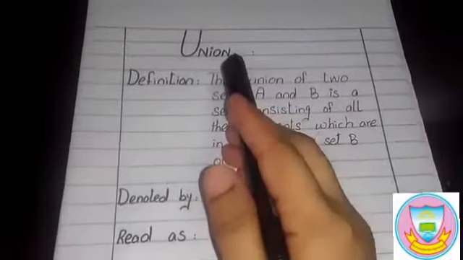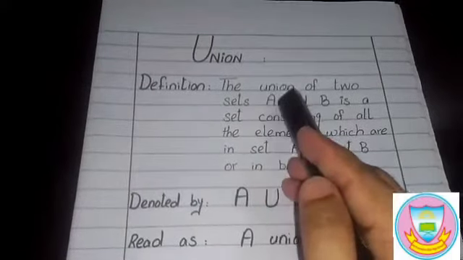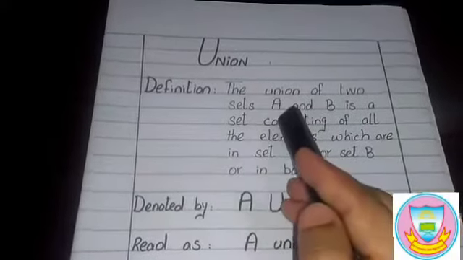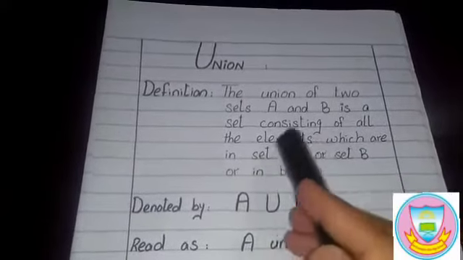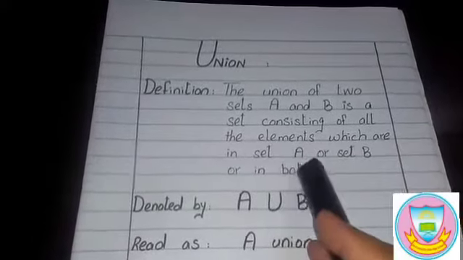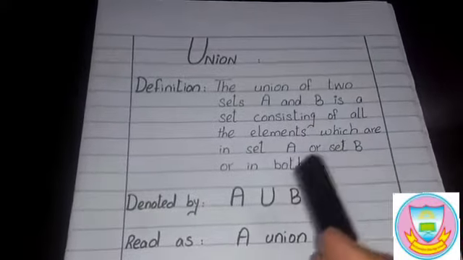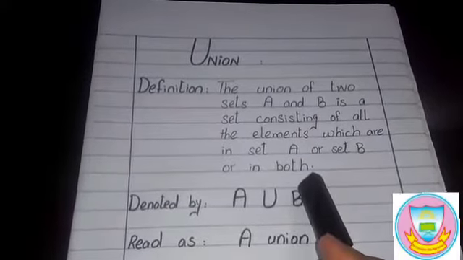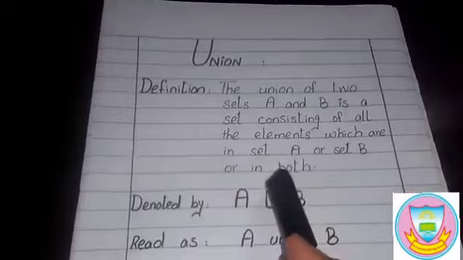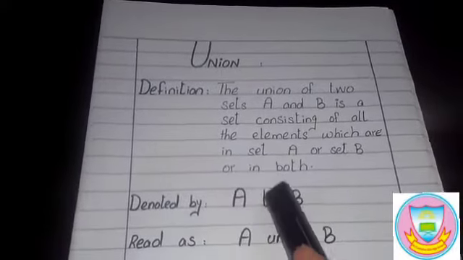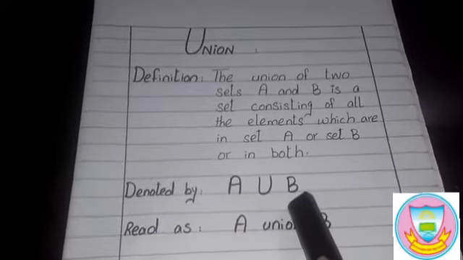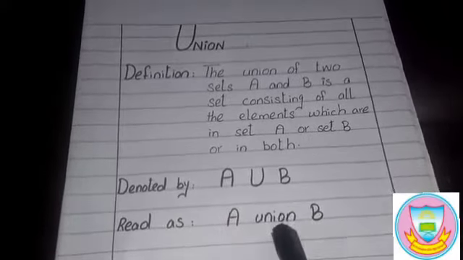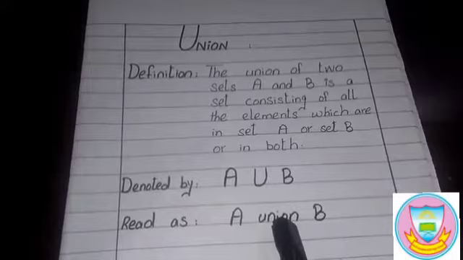What is union? The definition is: the union of two sets A and B is a set consisting of all the elements which are in set A or set B or in both. Means the union of two sets means all the elements of the two sets. It is denoted by A ∪ B and read as A union B. ∪ is the sign of union.